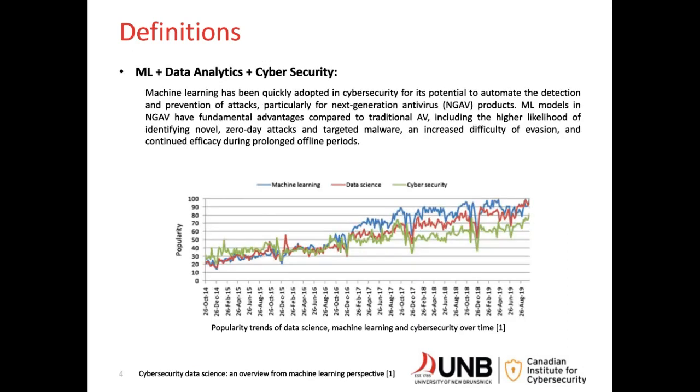So what happens when all these terms come together? Machine learning has been quickly adopted in cybersecurity for its potential to automate the detection and prevention of attacks. ML models have fundamental advantages compared to traditional ones, including a higher likelihood of identifying novel zero-day attacks and targeted malware. Data science and machine learning can significantly change the cybersecurity landscape. Their goal is providing data-driven intelligent decision-making from security data.